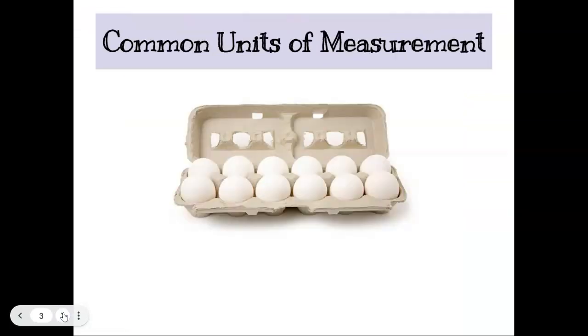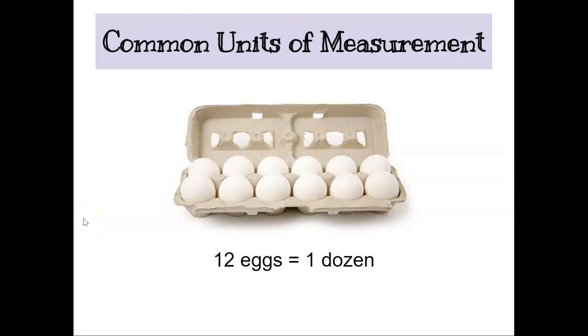Alright, so what we're talking about today, the mole, is a unit of measurement, okay? There are some common units of measurement that we can compare this to. For example, here we have a carton of eggs, which is 12. And 12 eggs is 1 dozen. So 1 dozen is a unit of measurement. If you have a dozen eggs, you have 12 eggs.